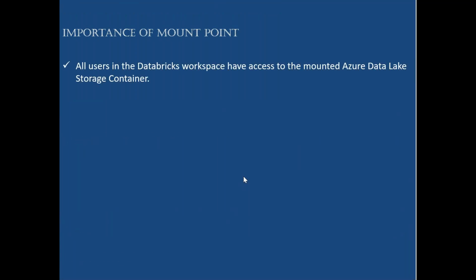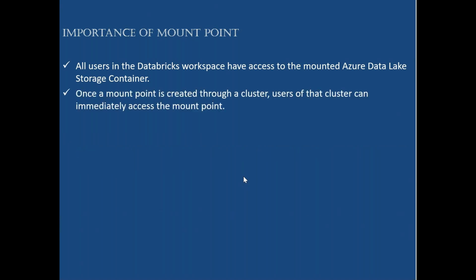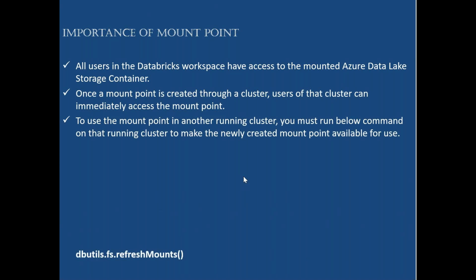Importance of mount point: all users in the Databricks workspace will have immediate access. People who are using that cluster can access that mount point immediately. People on another cluster have to use the refresh mounts command in case they are not able to access that mount point. Right, these things. I think I have not changed these points as per the data lake, but it is very similar to your S3. Is everybody clear on this?